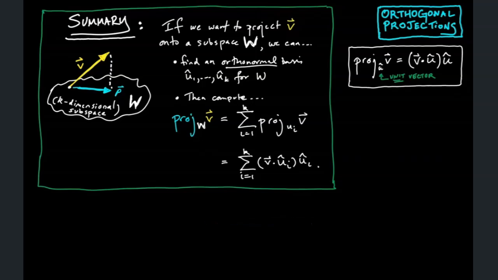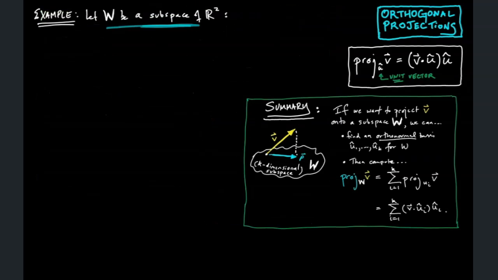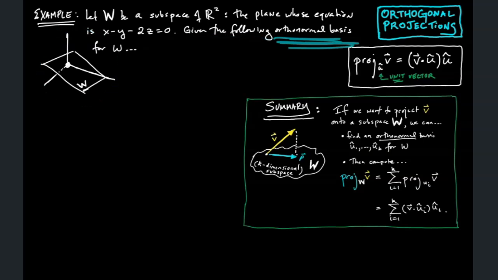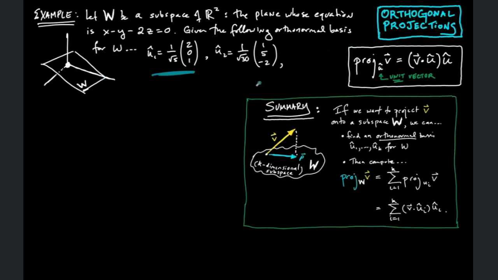Let's do a quick numerical example. Let's let W be a subspace of R3, more specifically, the plane whose equation is x minus y minus 2z equals 0. That, of course, is a plane through the origin. Given the following orthonormal basis for W, these two vectors, u1 and u2, find the orthogonal projection of vector v, which we'll take to be (1, 2, 3), onto this subspace W.